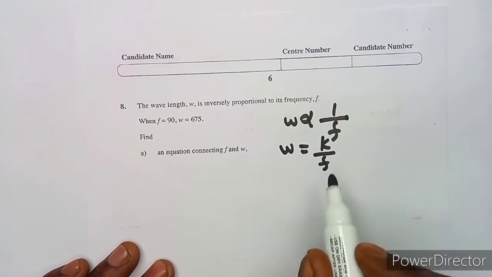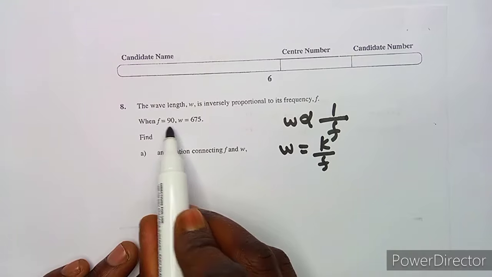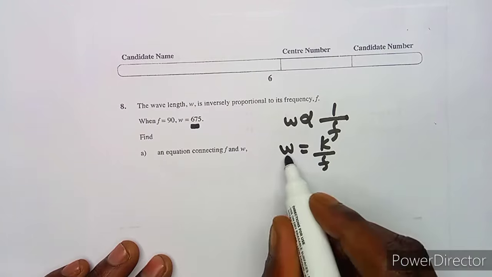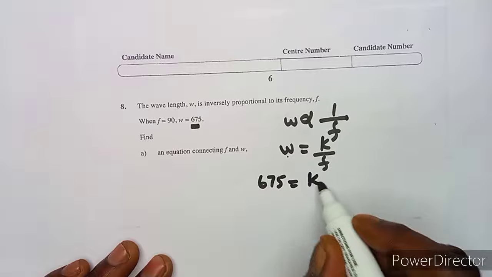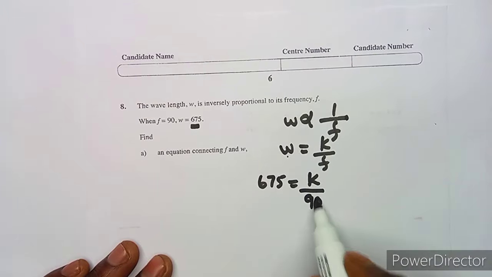So how can we find the value of k? We are given f is equivalent to 90 when w is equal to 675. So w here is 675, which is equal to k over f. Our f is 90, like that.